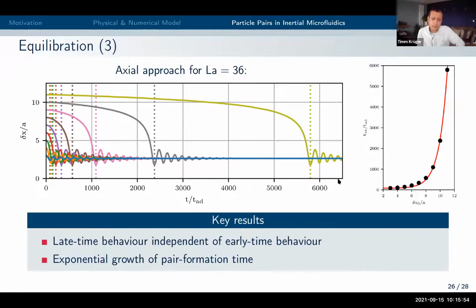So you can see it can take up to 6,000 advection times for a pair that is 11 radii away in axial distance initially, to form a pair. And if a particle has a radius of, let's say, 5 or 10 micrometers, we are talking about a channel that is essentially too long for a microfluidic experiment. So you will see that only under some circumstances you are able to form the trains that you want to have. You need the right initial concentration of particles to do that.